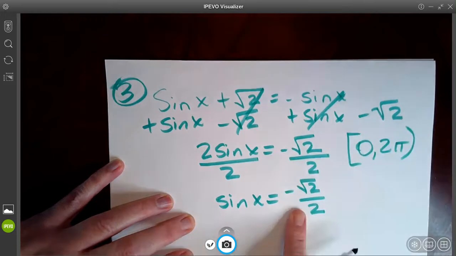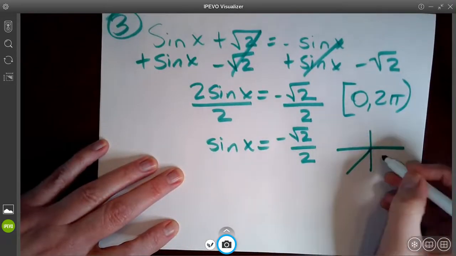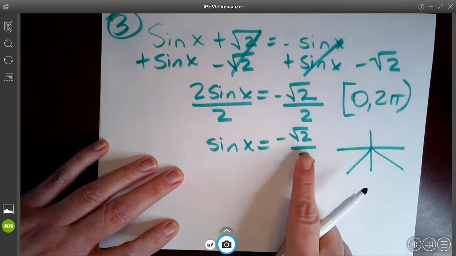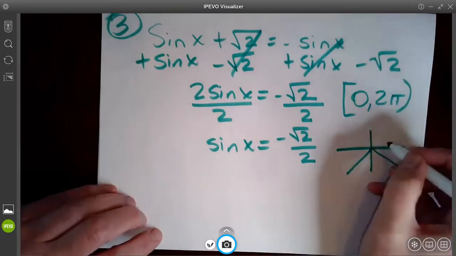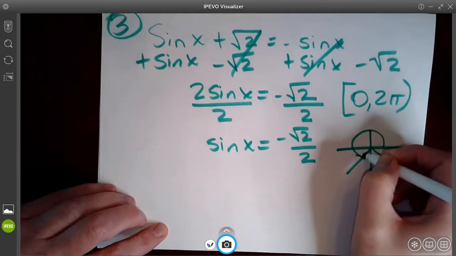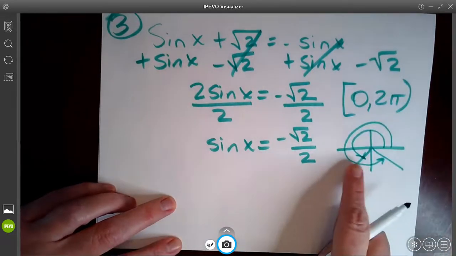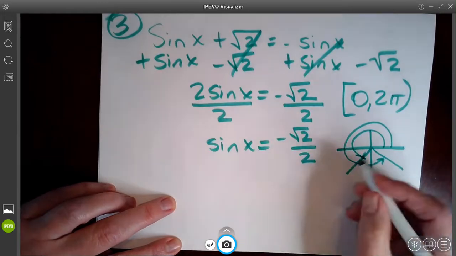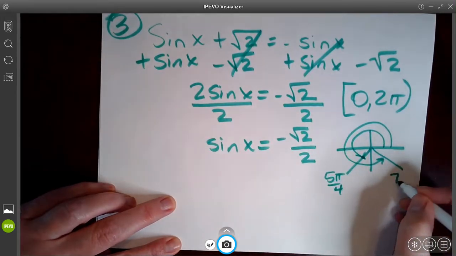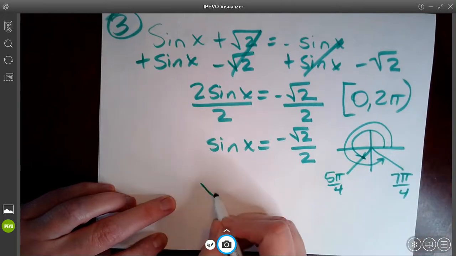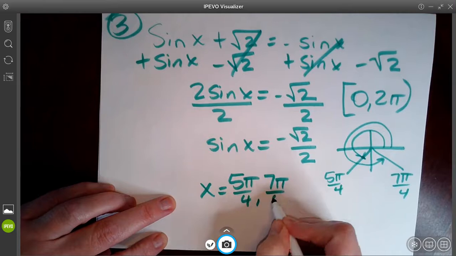So sine is negative in quadrants 3 and 4. Sine is equal to the square root of 2 over 2 at 45 degrees, or pi over 4. So I need a reference angle of pi over 4 here in quadrant 3, and a reference angle of pi over 4 here in quadrant 4. So right here in quadrant 3, this would be 5 pi over 4, and in quadrant 4 would be 7 pi over 4. So those are my two solutions: 5 pi over 4 and 7 pi over 4.